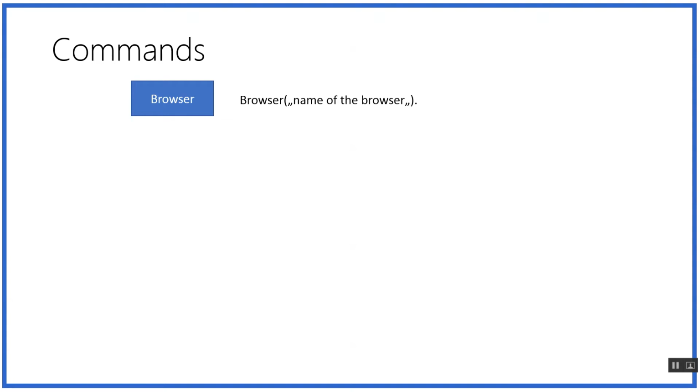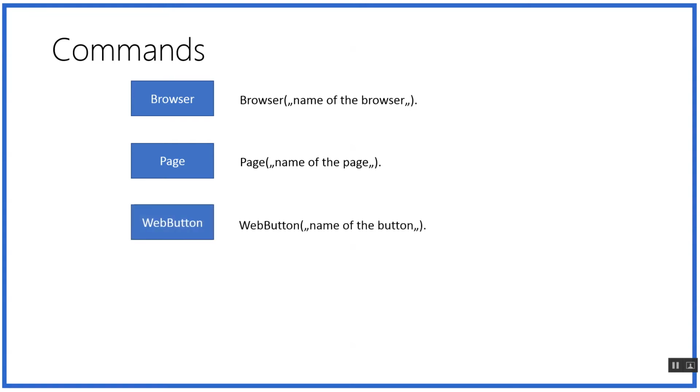Now, how do we create a command? We have our browser, bracket open, quotation mark, then the name of the browser as listed in the object repository, then quotation mark and close the bracket. Important is that you write a point, the dot notation. Then the hierarchy level under the browser is a page. So page, bracket, and so forth. Important, the dot notation. Last, our object itself, our web button. It could be anything: web button, web edit, and so forth.